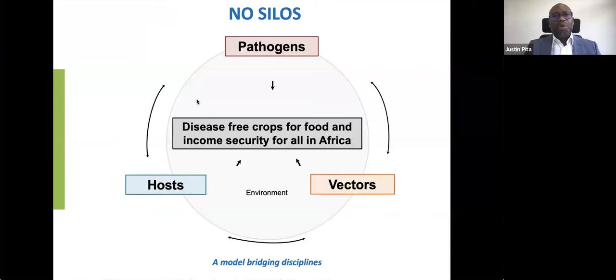I say that we work without silos because although we are focused on pathogens, we also need to take into account the host and the vector in a changing environment. We talk a lot about climate change now, and this environment has to be taken into account. We are plant virologists mostly, so we have to bridge across disciplines, work with entomologists, work with breeders, so that we can achieve disease-free crop for food and income security for all in Africa.